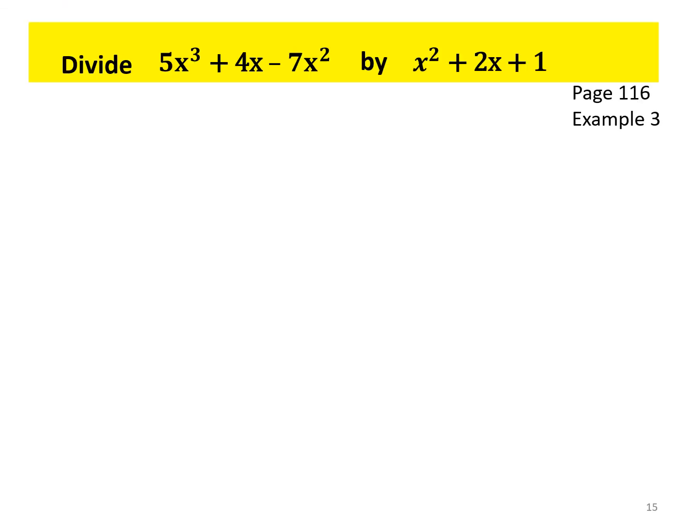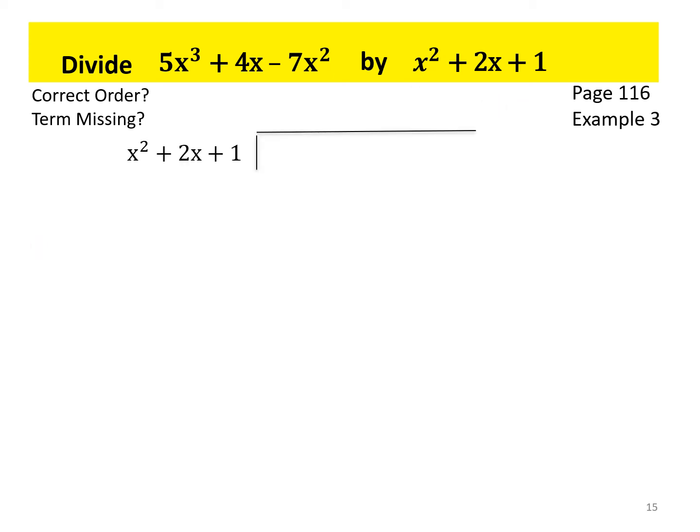This is the last problem in this video. Before we divide, we have to answer the two questions. Is this the correct order? And is any term missing? We look at the exponents. We have 3, 1, and 2. They are not in the correct descending order, and one term is missing. We look here at the exponents. We have 2, 1, and a constant. They are in the correct order, and there's no term missing.